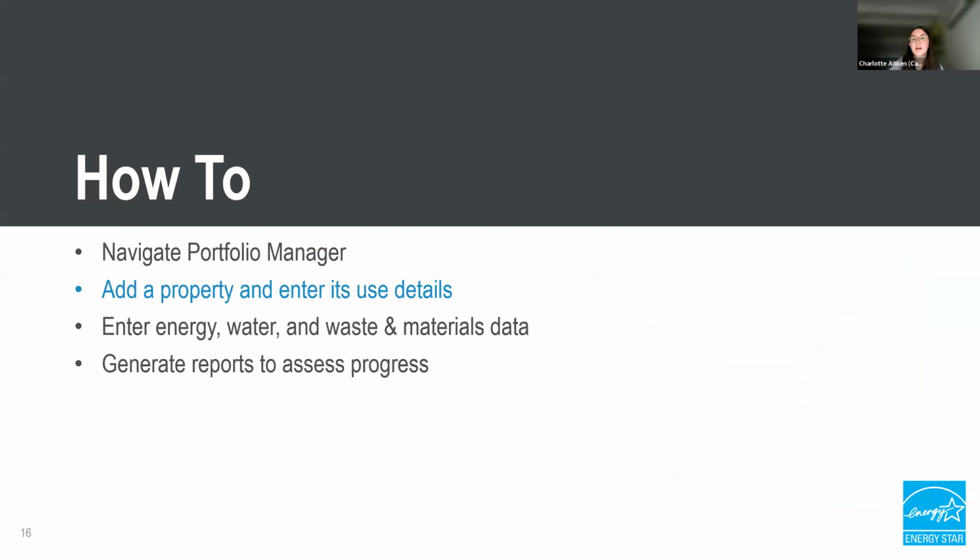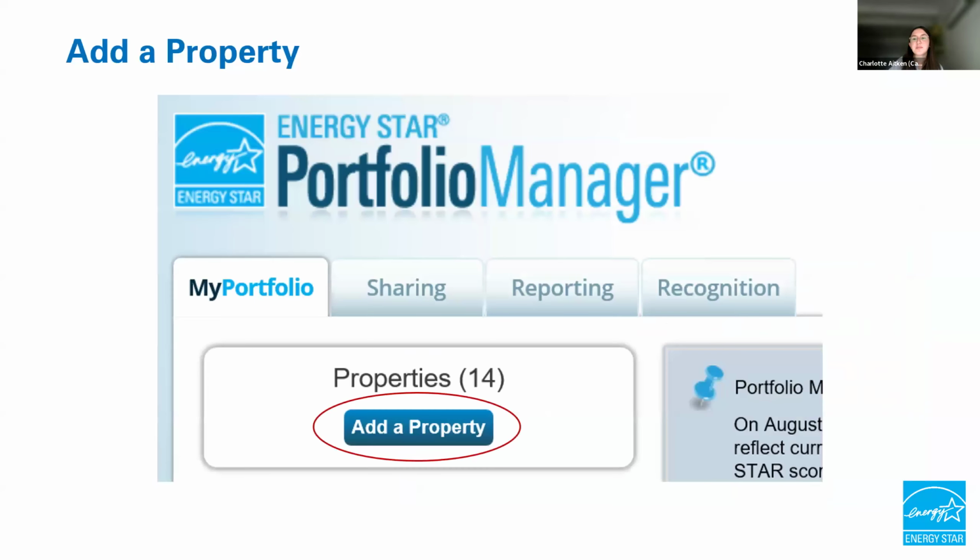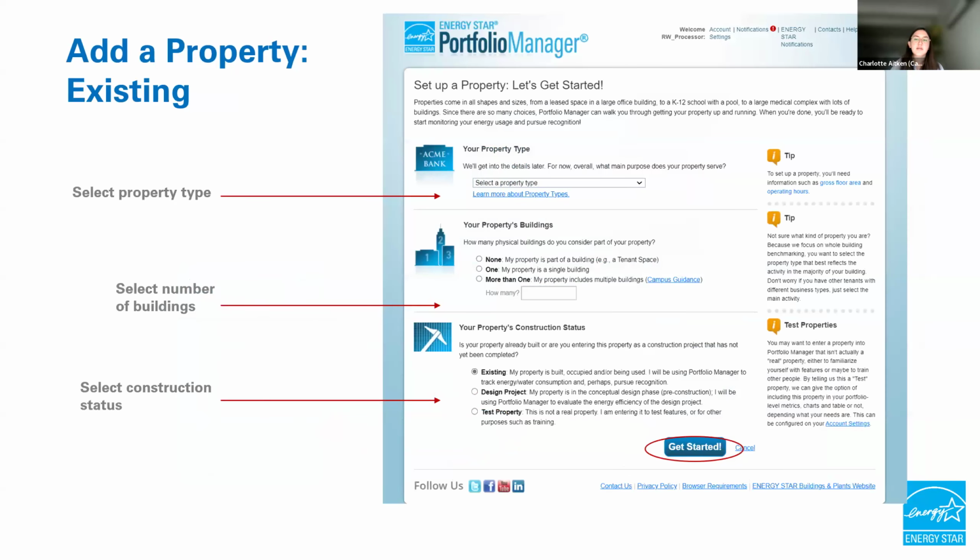Now we'll discuss adding a property and entering property details. So to manually enter a building, click the Add a Property button in the top left-hand corner of the My Portfolio tab. From here, select the best property type to match your building. Like I said before, there are 85 options, and not all of these 85 types are eligible to earn an Energy Star score. However, benchmarking is valuable for all properties, so we recommend that you select the property type that best reflects your property. This will help you analyze the performance of the building and compare it to similar buildings in your portfolio.